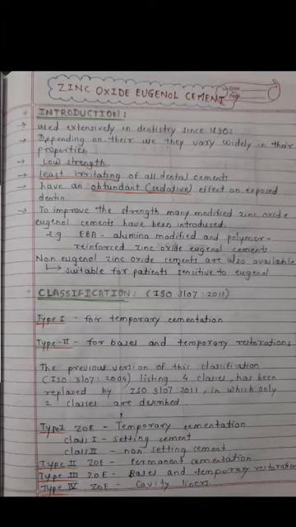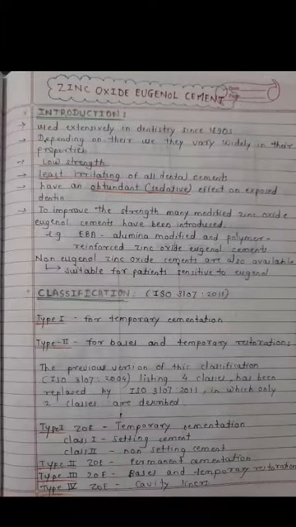But according to the earlier ISO classification, 2014, they classified these cements into 4 types: type 1, type 2, type 3 and type 4. Type 1 is further divided into class 1 and class 2. Type 1 zinc oxide eugenol cements are used for temporary cementation. Class 1 cements are the setting cements. Class 2 cements are the non-setting cements.